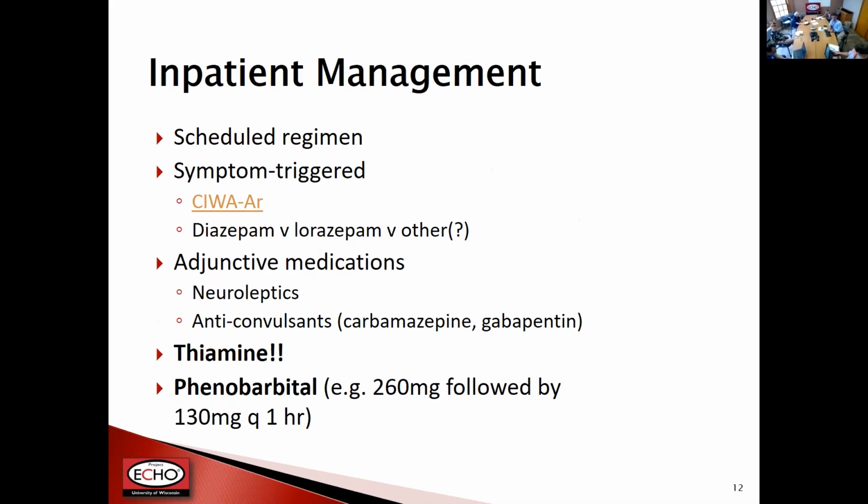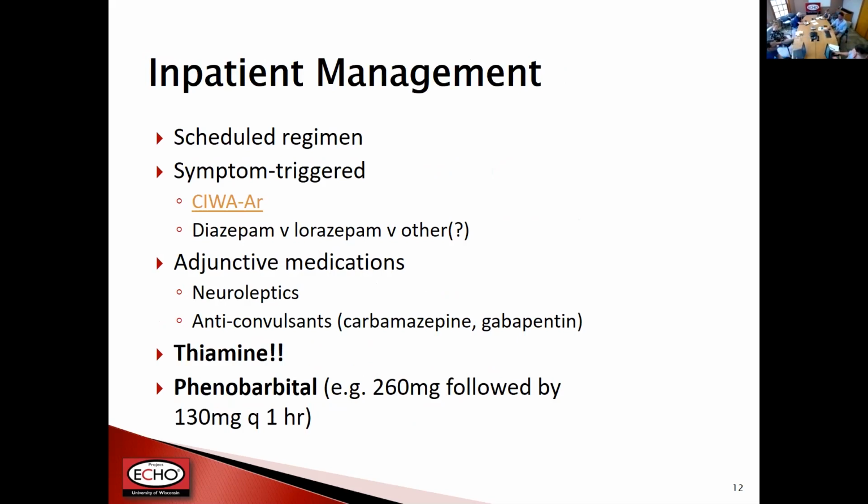In the inpatient setting, evidence really pretty clearly tells us that symptom-triggered kinds of regimens are preferable. They tend to reduce duration of hospital stay. They also tend to reduce the amount of sedative or benzodiazepine that is given to folks. And that's important.